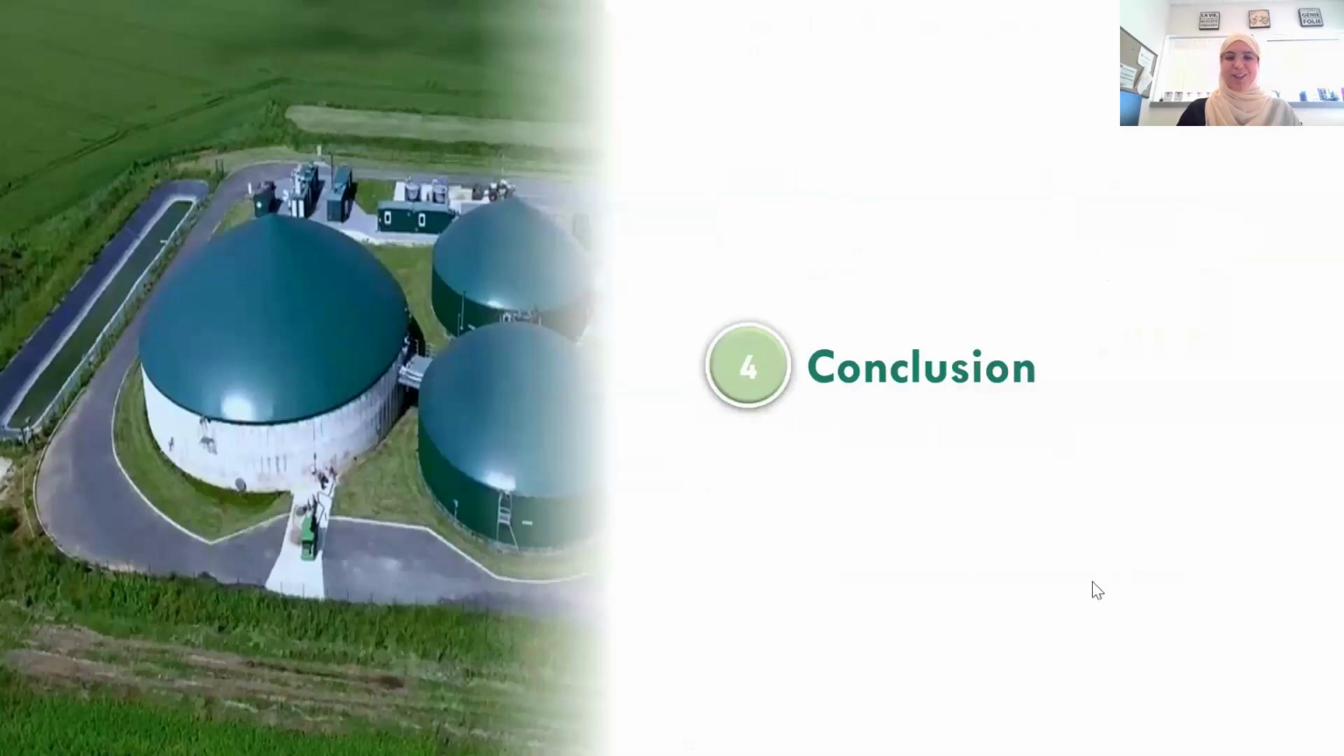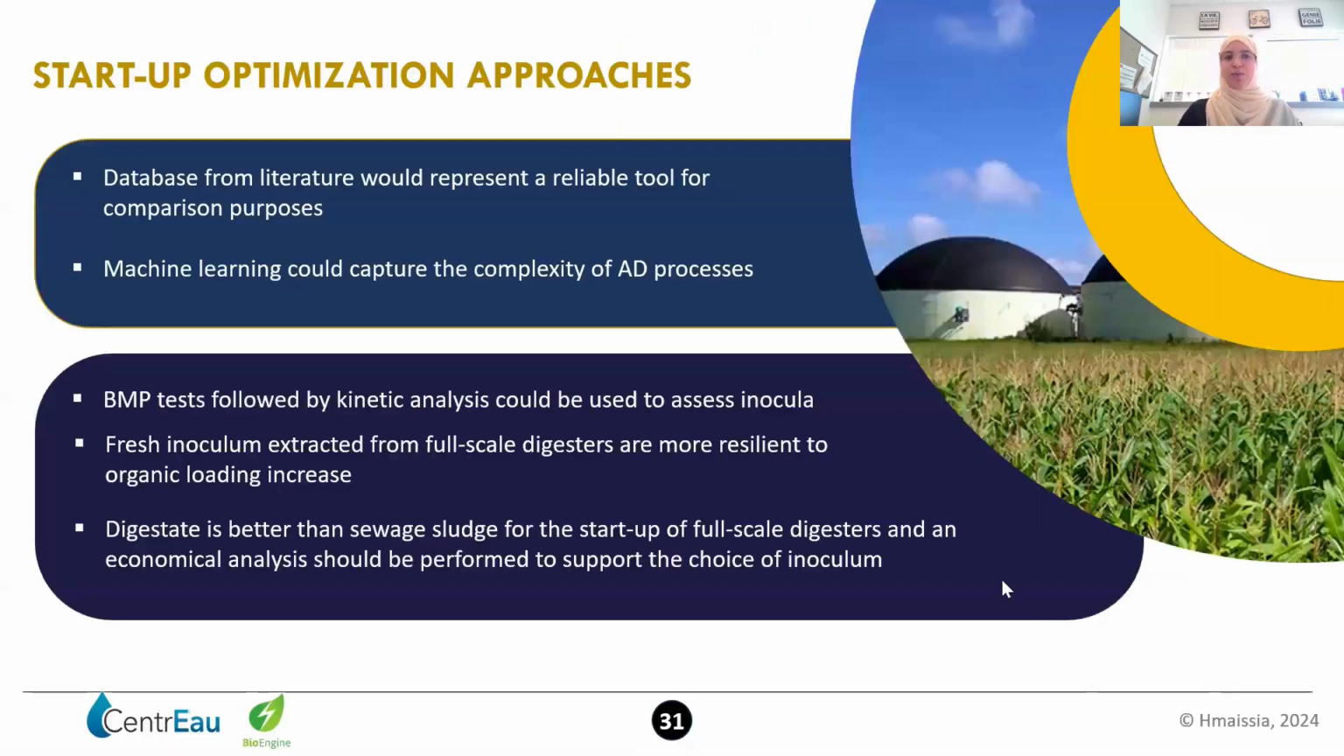So now we arrived to the conclusion. Through this research, we wanted mostly to develop approaches for the optimization of the startup phase, because there is a lack of those approaches, and because mainly the information in the literature is scattered, sometimes also contradictory and non-conclusive. So the first thing we did is that we developed a database, and then we assumed it's a reliable tool for comparison purposes. We applied machine learning on it, and we proved that machine learning could capture some of the complexity of anaerobic digestion processes. So this method could be used also, well, it has been also used for other purposes, such as the development of databases to understand the nitrogen in digestate.